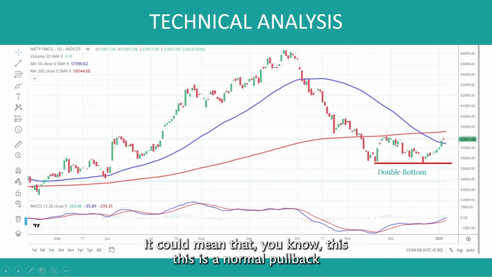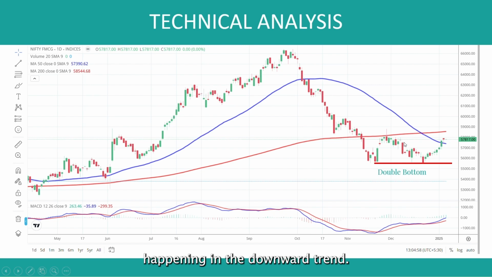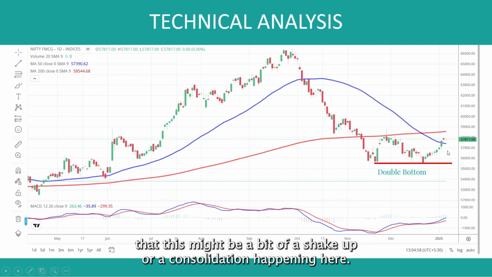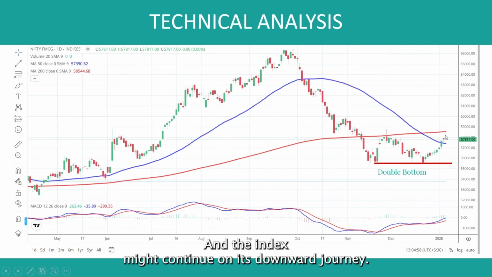It could mean that this is a normal pullback happening in the downward trend. It's likely that there might be a bit of a shake-up or a consolidation happening here, and the index might continue on its downward journey.